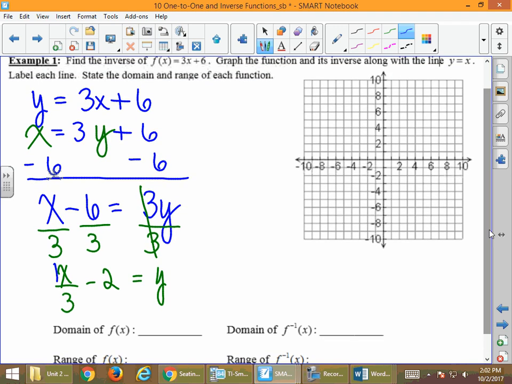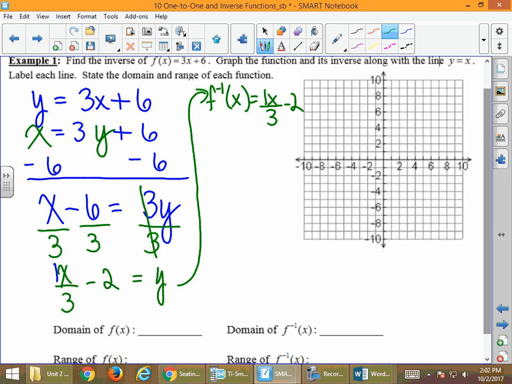So what we just did is we found the inverse. Our last step in finding the inverse is to put it in the proper notation. So actually let me draw an arrow here. So our inverse here, it's f to the -1 of x equals 1x over 3 minus 2. So we found the inverse. Now we need to graph the function and the inverse.